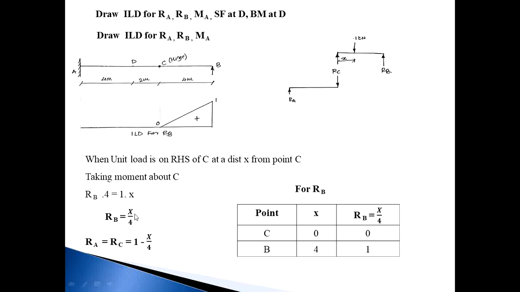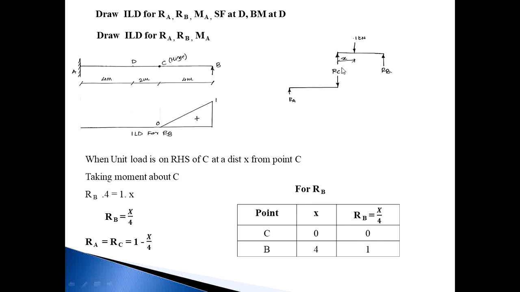This condition is only valid when the load lies between C and B, and X is measured from point C. So X equal to 0 means the load is at point C, and the RB value will be 0. Then the load moves from C to B, then X is equal to 4, and the RB value will be 1.